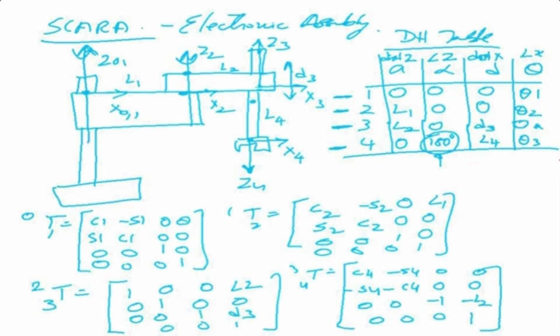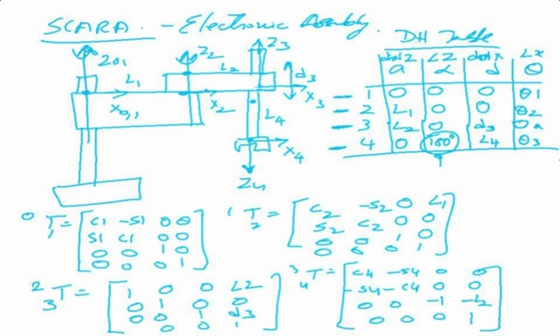In both cases it will become the same, but it doesn't make any difference. It is 180 plus or minus, it won't make any difference, so here I'm writing 180 plus. What is d? d is my distance between the x-axes, which is L4, and the variable is theta 3. So I have written my DH parameter table for the SCARA manipulator.